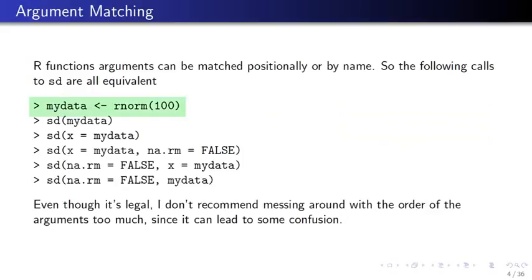So here I'm simulating some data. And I'm just simulating 100 normal random variables, and there's no missing data here.